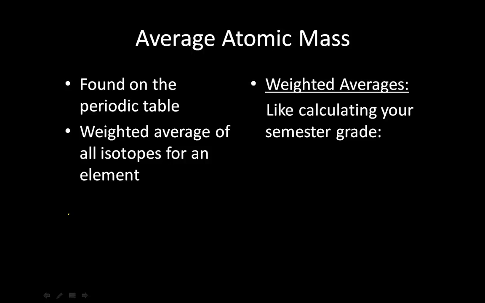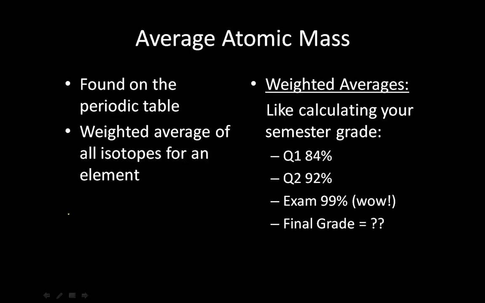Here's an example. In this class, you calculate your overall semester grade based on a weighted average. Let's say this was your quarter 1, quarter 2, and exam score. You didn't really know what you're doing first quarter, so you got an 84%. Second quarter, you kicked it into gear, you got a 92%. And then you studied your butt off, and on the final exam, you got a 99%. Wow, that's incredible. Did you end up with an A?